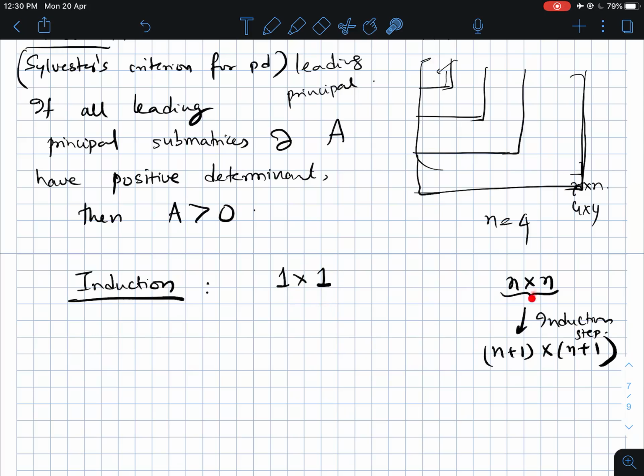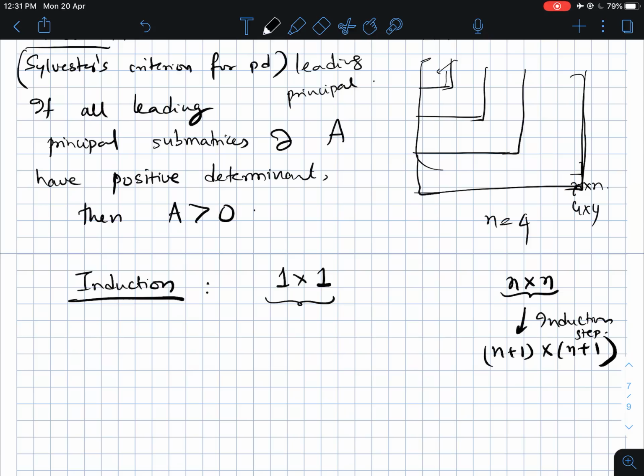So the main idea here is that if I prove for 1 cross 1, then by the induction step it must be true for 2 cross 2 as well. Then again applying the induction step, it must be true for 3 cross 3 as well. Then again applying the induction step, it must be true for 4 cross 4 as well, and so on and so forth. Then it proves it for all n cross n. That's the main idea behind induction, very coarsely speaking. So that's what we'll try to do here.